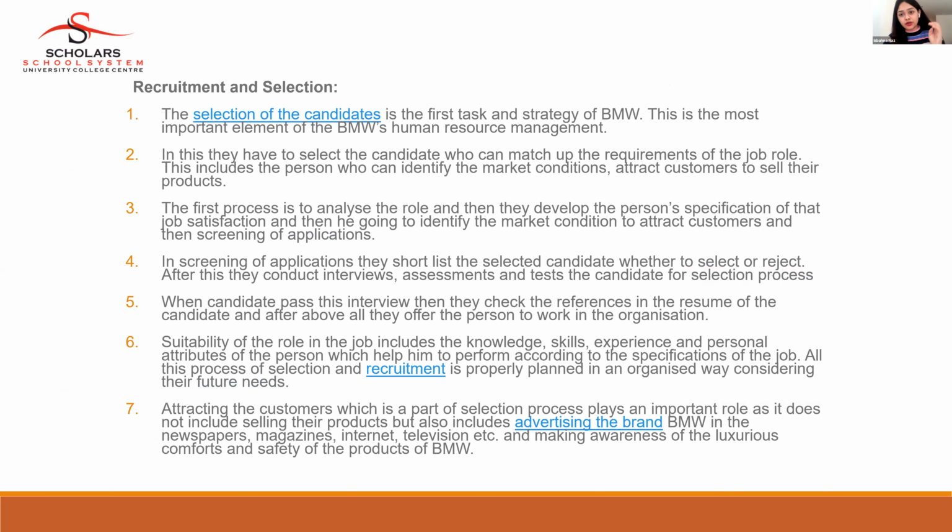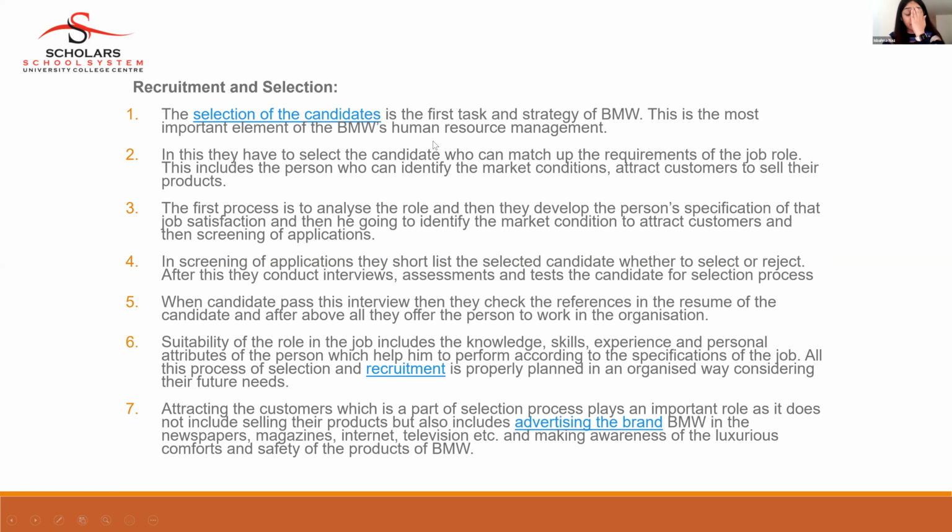So we will look into how BMW goes about its recruitment and selection process for potential candidates. Of course, they do not just require engineers or salespeople. They also require people for their human resource department, and for their operations or administrative department. So the selection of candidates is the first task and strategy for the BMW company.